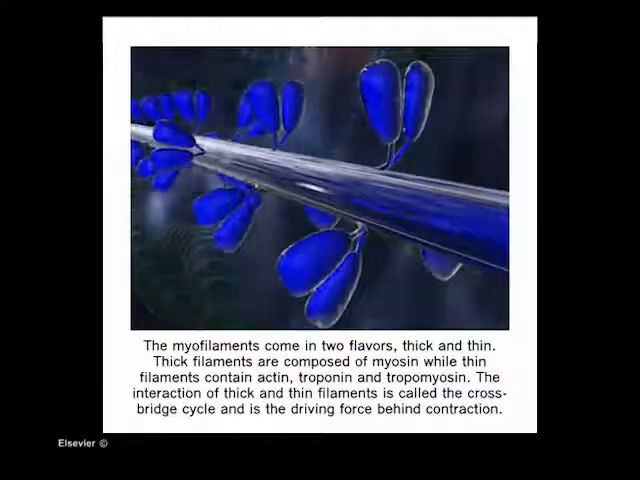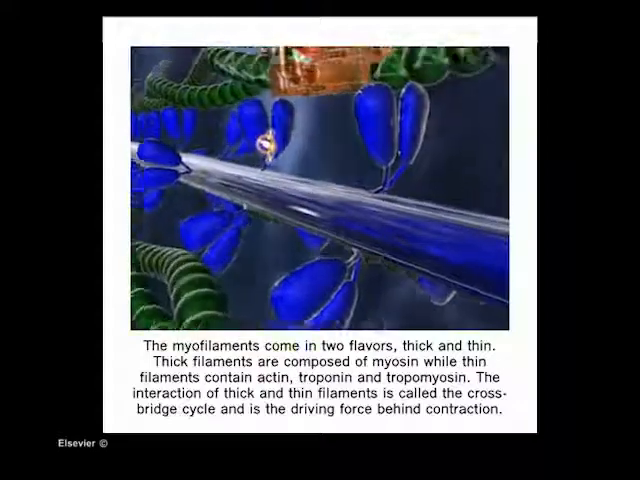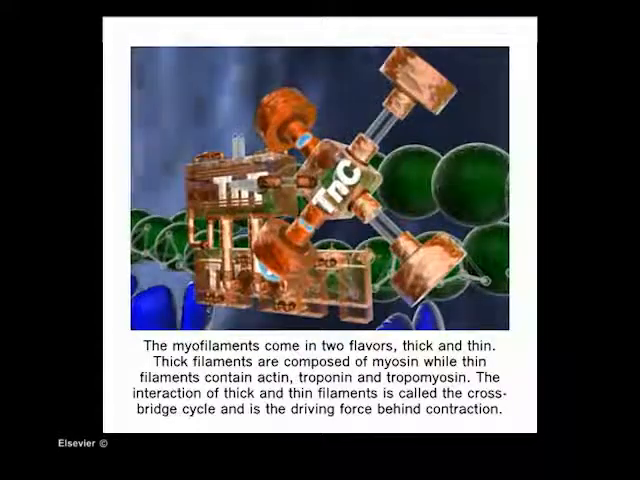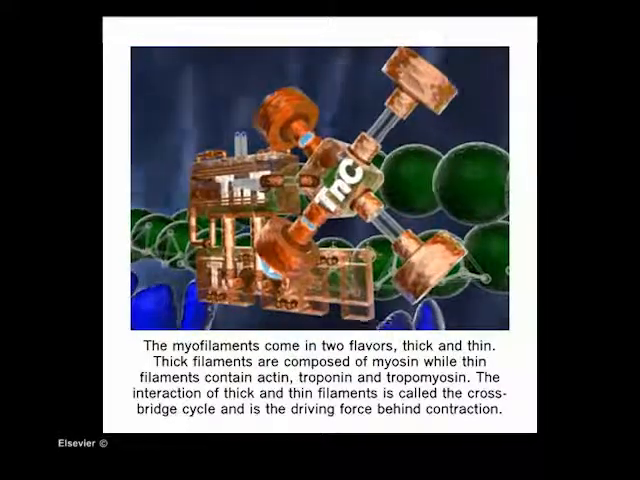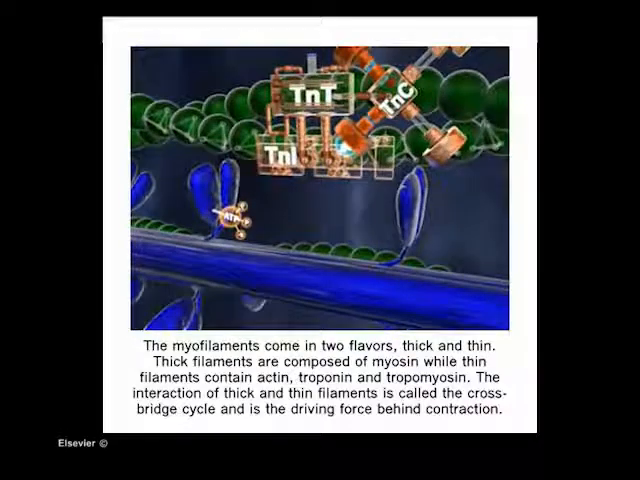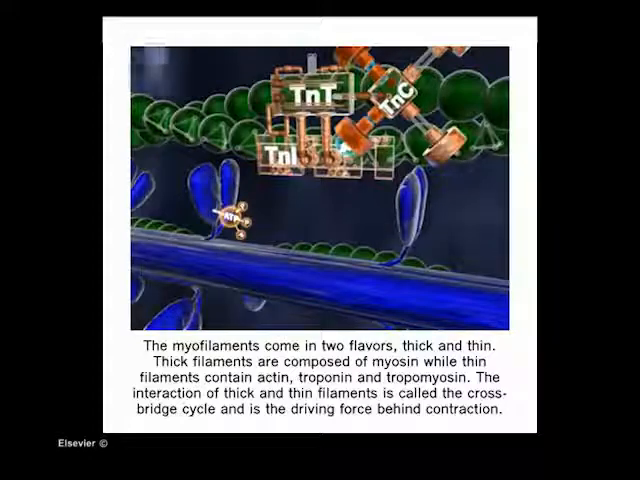Thick filaments are composed of myosin, while thin filaments contain actin, troponin, and tropomyosin. The interaction of thick and thin filaments is called the cross-bridge cycle and is the driving force behind muscle contraction.